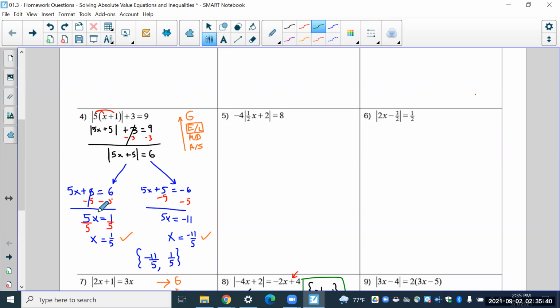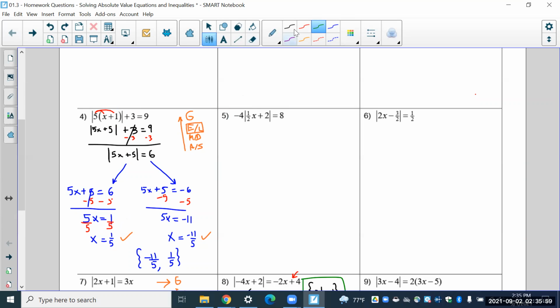I subtract 5 and I get 1. You divide by 5, you get a fifth. It's weird, but it's okay. And if I subtract 5 here, I get a -11, and if I divide by 5, I get -11 fifths. Now, the problem is kids get scared of these fractions, but if you distribute this 5, which, by the way, you're allowed to distribute inside of an absolute value, just not outside.